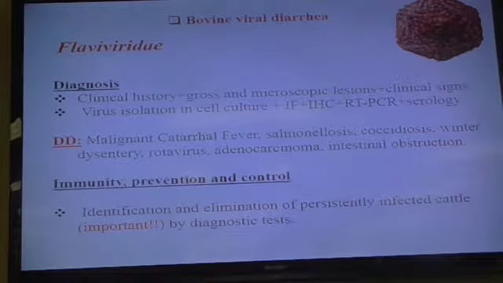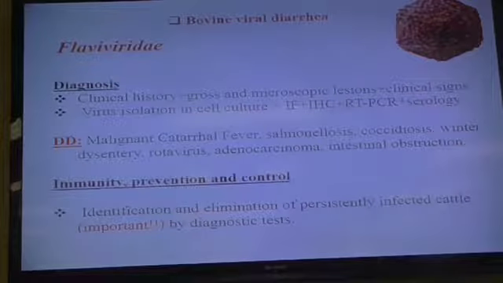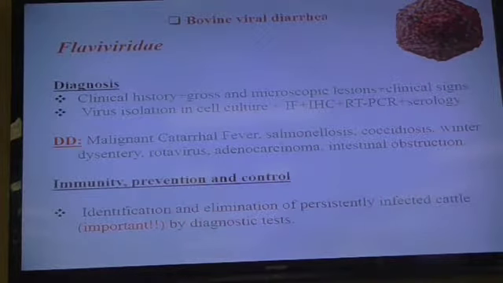The differential diagnosis should be differentiated from malignant catarrhal fever. We'll talk about this probably in the next lecture. So basically, malignant catarrhal fever is also a reportable disease. It does not exist in the US. It's a serious disease which is associated again with erosions, necrosis, ulcers, and so on in the oral cavities and other organs as well. Salmonellosis, which causes diarrhea.